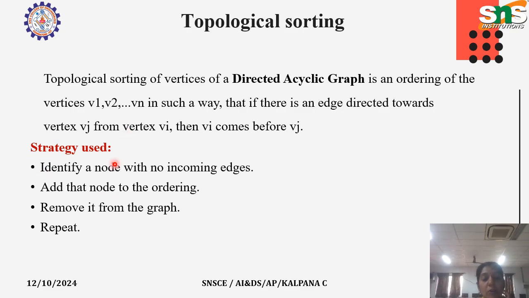The strategy used is to identify a node with no incoming edge. First we have to find a vertex with no incoming edge, that is, incoming edge count 0, and add that node to the ordering. Then remove it from the graph, which means the node having 0 incoming edges is removed from the graph. We repeat this process till all the nodes are processed. We'll see this with an example.